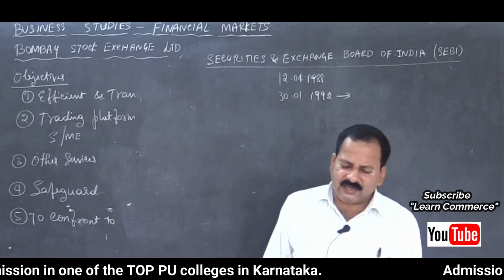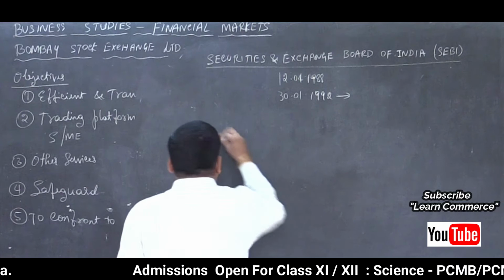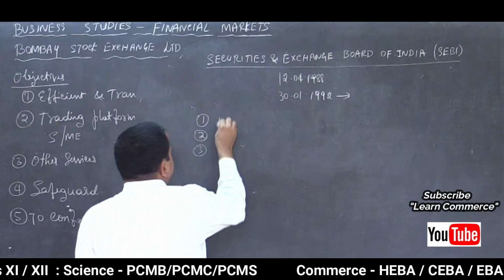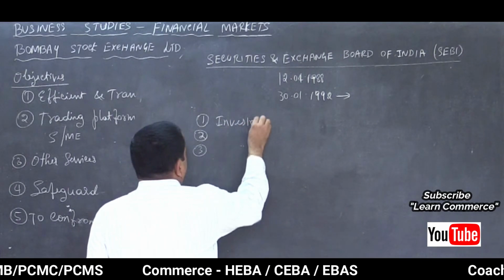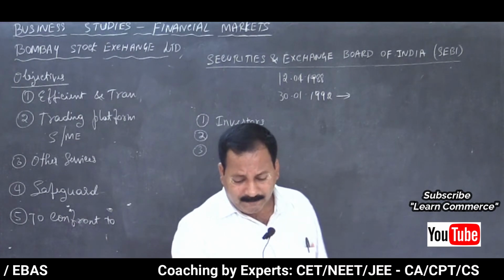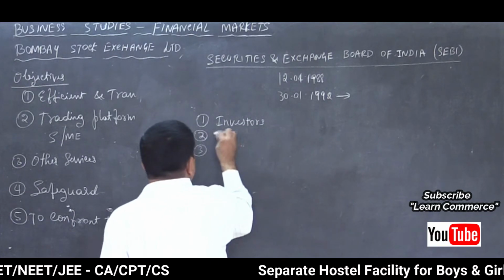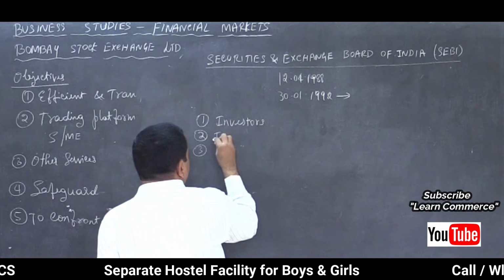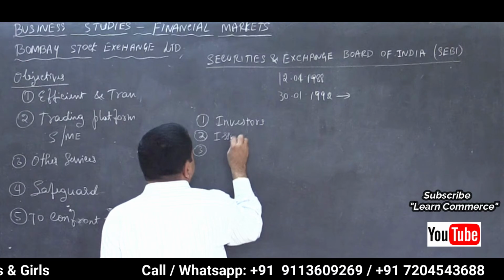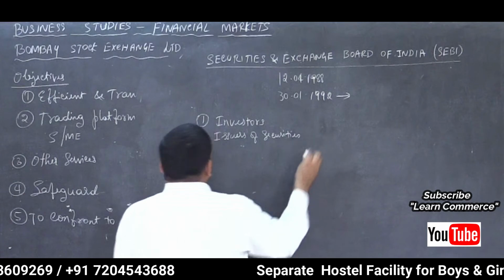Then the purpose and role of SEBI: meeting the needs of three groups. There are three groups in the stock market. First one is investors, isn't it? Second one is companies, that is, issuers of securities. Investors are individual people or common investors. Then issuers of securities. When the companies issue securities, only then can business be done.